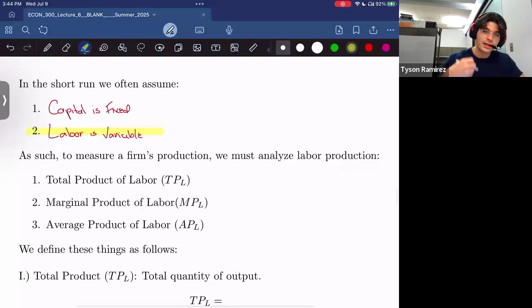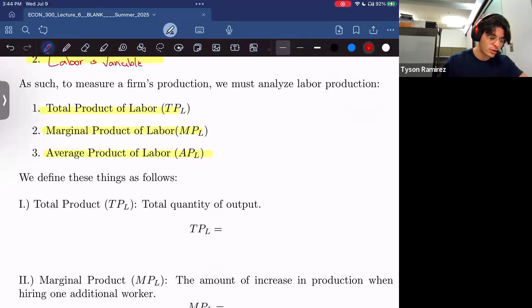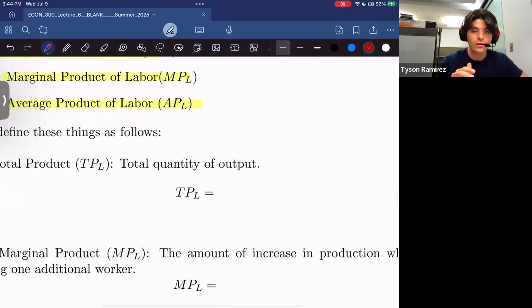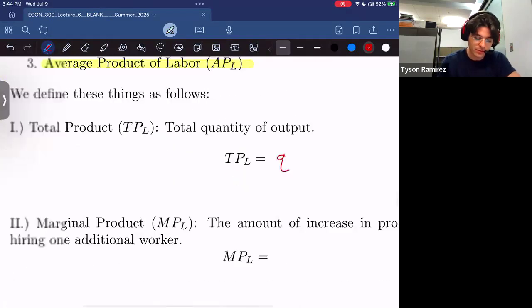If we're focusing on labor, then we need some measurements of productivity. What do the consultants that come into the corporation do? They come and analyze productivity. They analyze the total product of labor, the marginal product of labor, and the average product of labor. Let's define these. Total product is simply your total quantity of output, so how much output is being produced with so many units of labor. So total product of labor is simply the quantity Q that is produced.